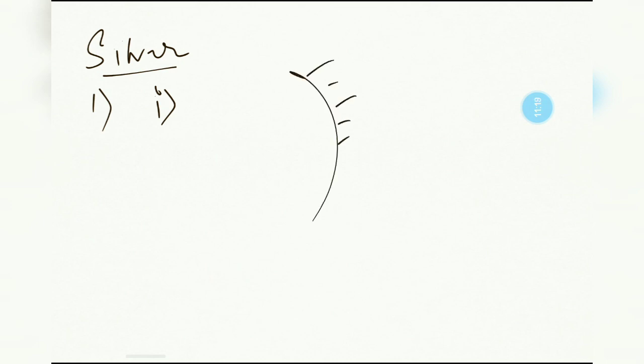Here there is a concave mirror, and he gave you the pole, he marked the pole, he marked the focus, he marked the center of curvature.